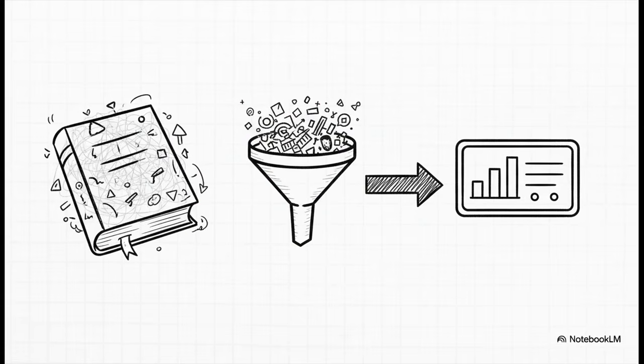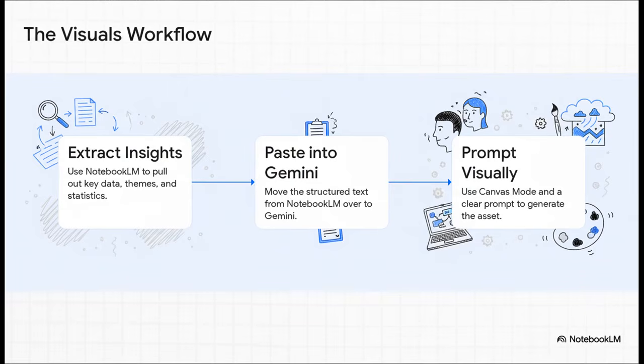That entire textbook, all 500 pages of it, distilled down into a single, clean, professional infographic. It's clear, it's compelling, and it's ready for a presentation. I mean, that transformation is just incredible. So, how do we make that magic happen?